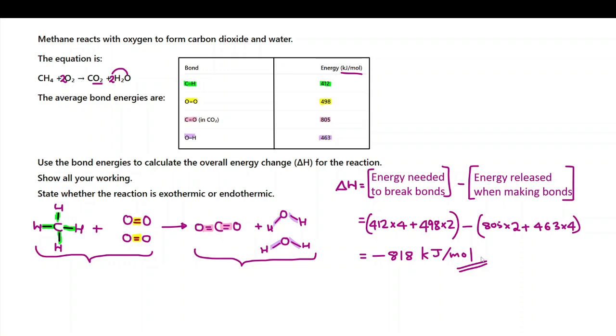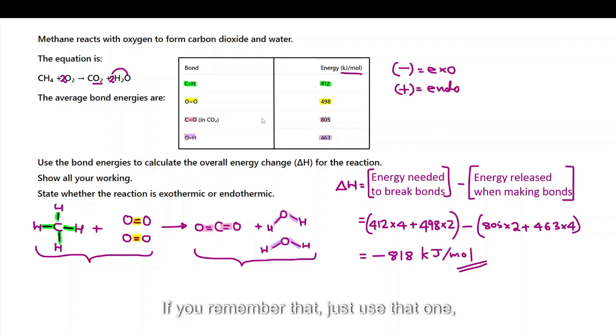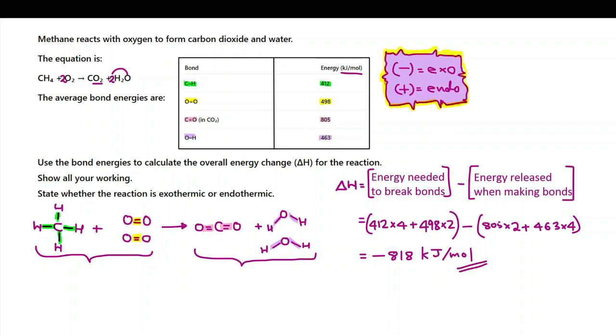Now, state whether the reaction is exothermic or endothermic. So if you just remember the fact that if it is a negative value, this is exothermic. If it is a positive value, this is endothermic. If you remember that, just use that one. That's fine.